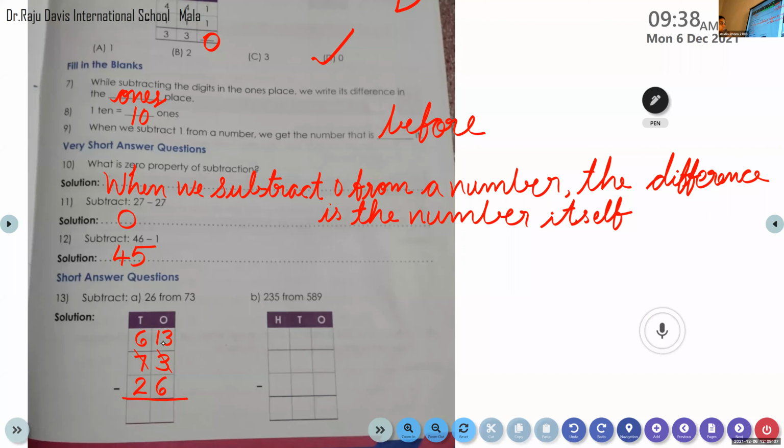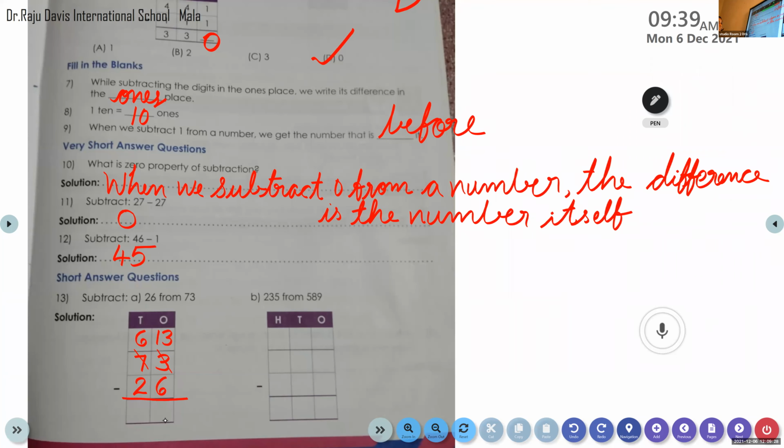After 6, count up to 13. 7, 8, 9, 10, 11, 12, 13. How many fingers? 7 fingers. Okay, so in the ones place, it will be 7.